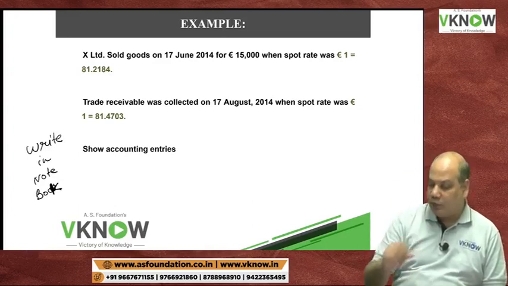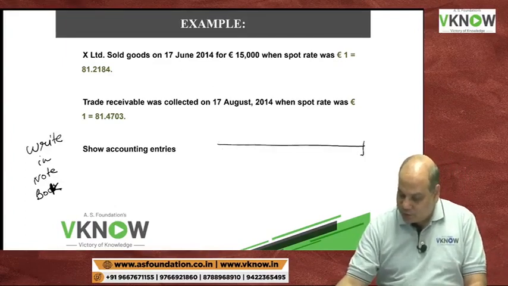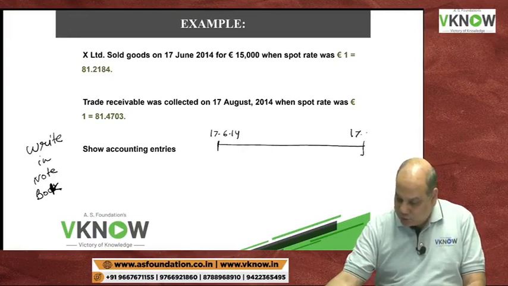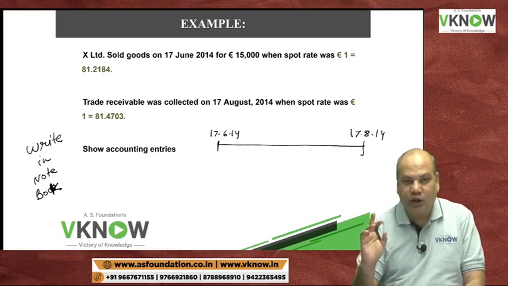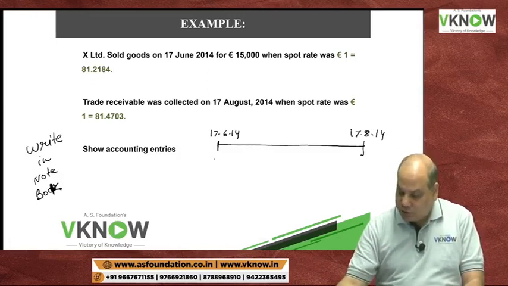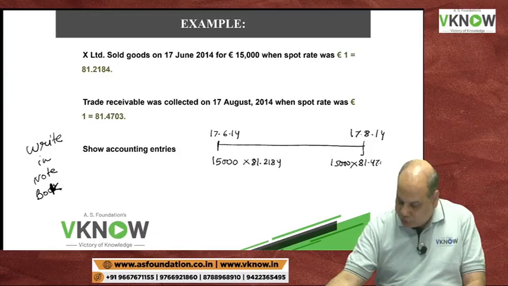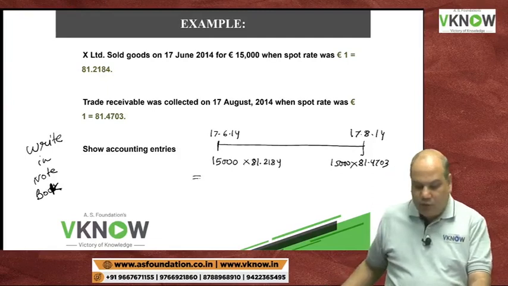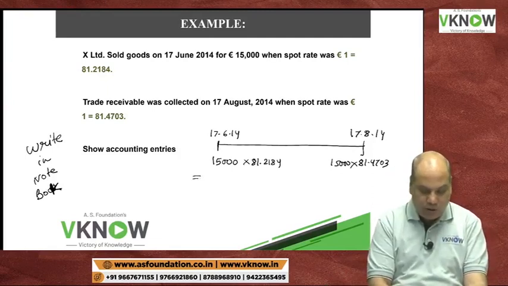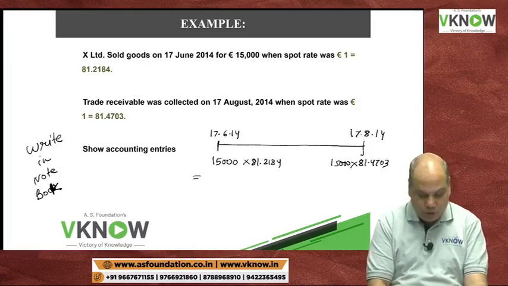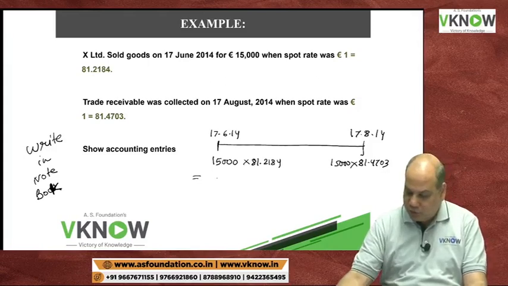This is just the opposite of the previous question. So I will first explain with the help of this timeline. 17 June 14 and 17 August 14. There is no year ending date in between. Here we have sold 15,000 euro into 81.2184, and here we have collected the payment 15,000 into 81.4703. So what will we initially record debtors at? We will record debtors at 15,000 into 81.2184. That is, I am getting 12,18,276. Please check.